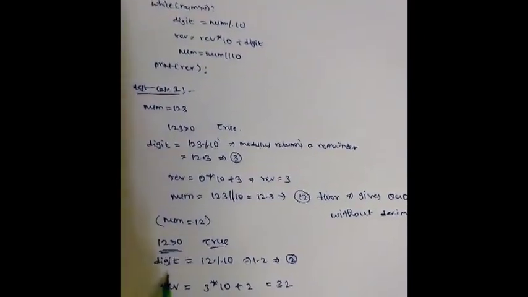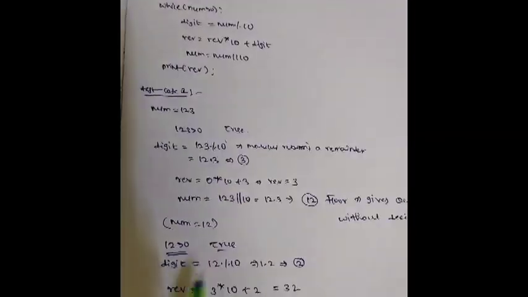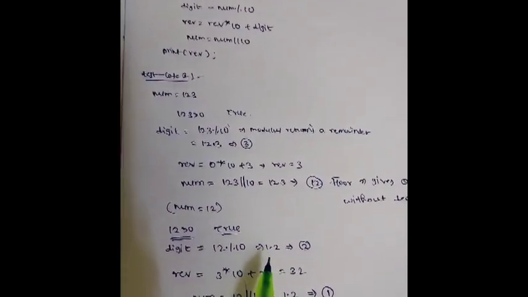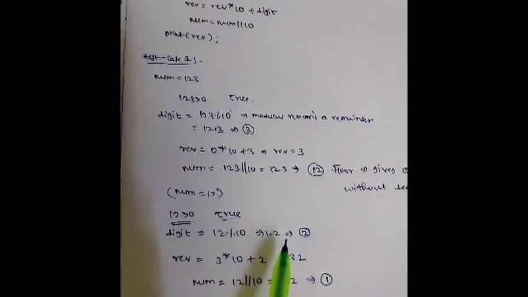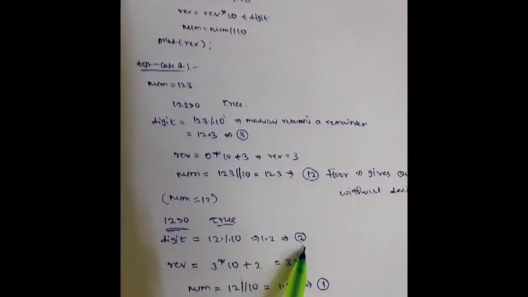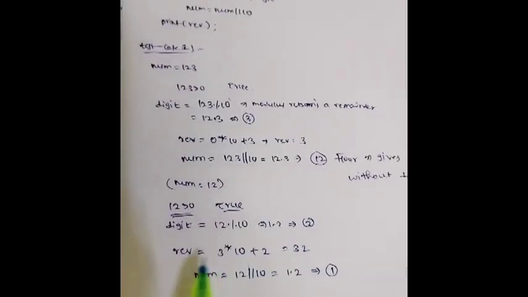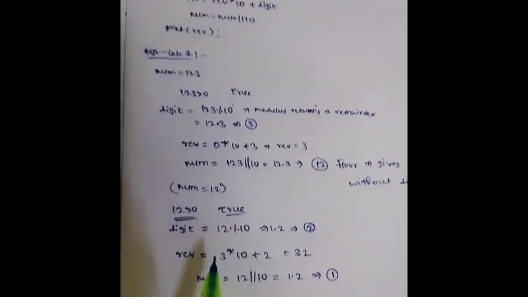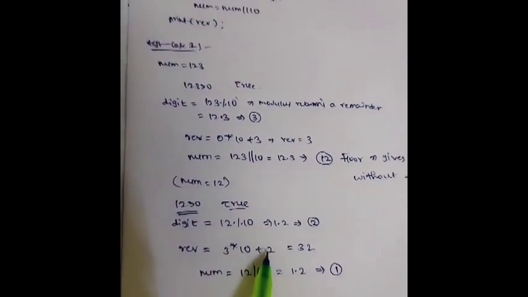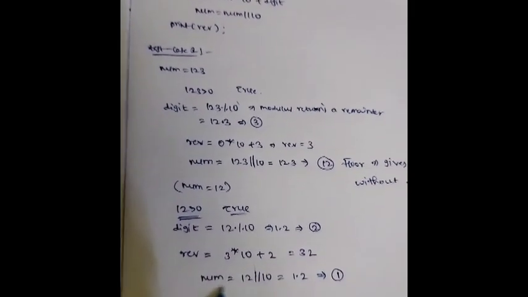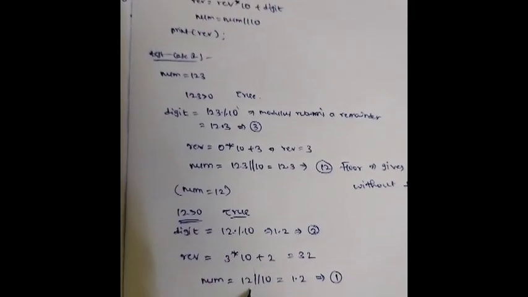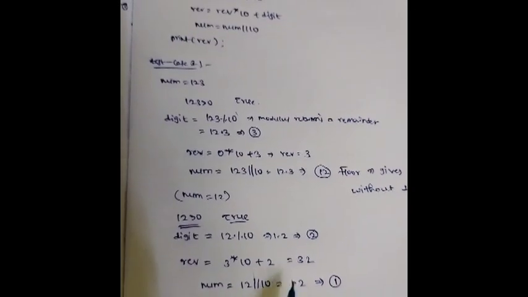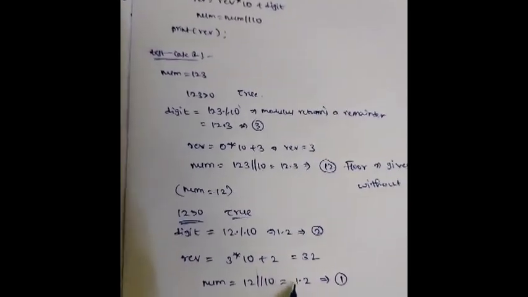Again we know that 12 is greater than 0, so the condition is true, and digit is equal to 12 modulo 10. From that you get 1.2, and here you extract the remainder, which is 2. The reverse value was updated to 3 from the test case, and you get 3 into 10 plus 2, which is 32. And num is equal to 12 floor 10, which gives 1.2, and floor division always returns the number before the decimal point.